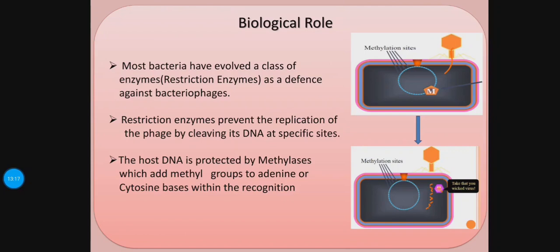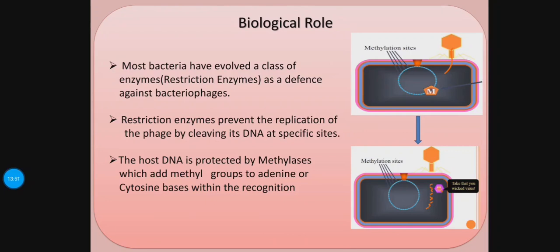And so there is now a war between the phage genetic material and the bacterial genetic material. In that case, the bacteria modify their own DNA in such a way that the restriction enzymes they produce can recognize their own DNA and prevent self-destruction.